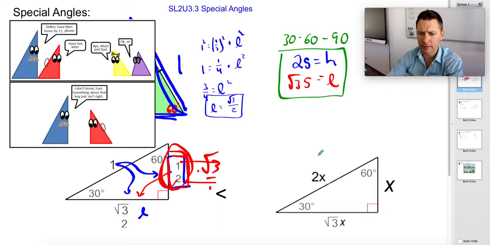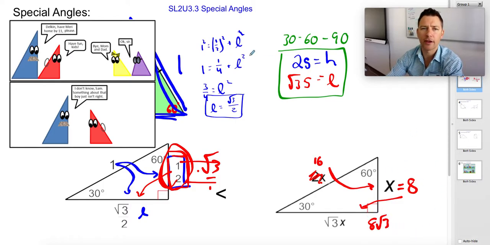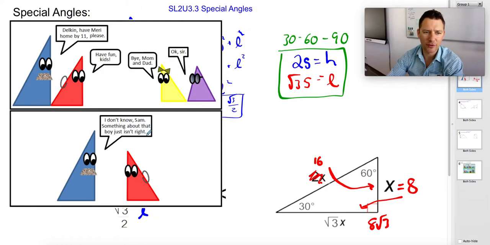if this side is, I don't know, 16, this side will be half as long, 8, and this side will be root 3 times the short side, so 8 root 3. Done, right? No Pythagorean theorem needed. These only work on right triangles, right? So make sure there's something right about all the triangles in there.